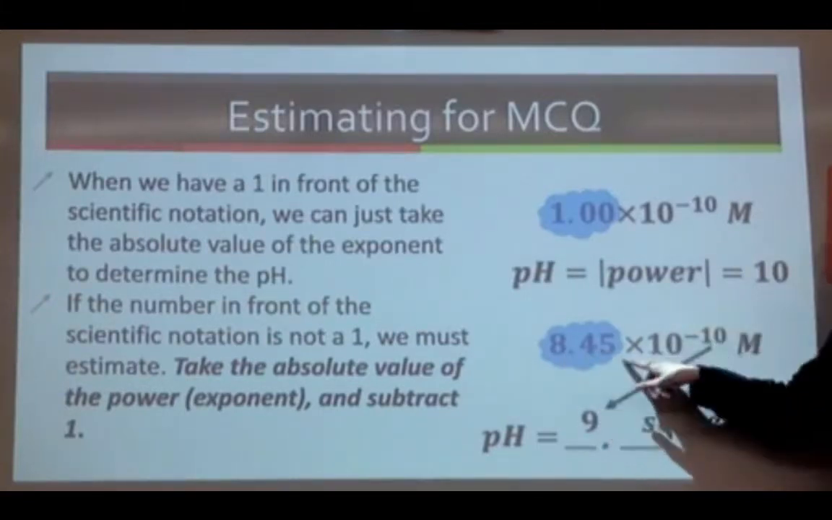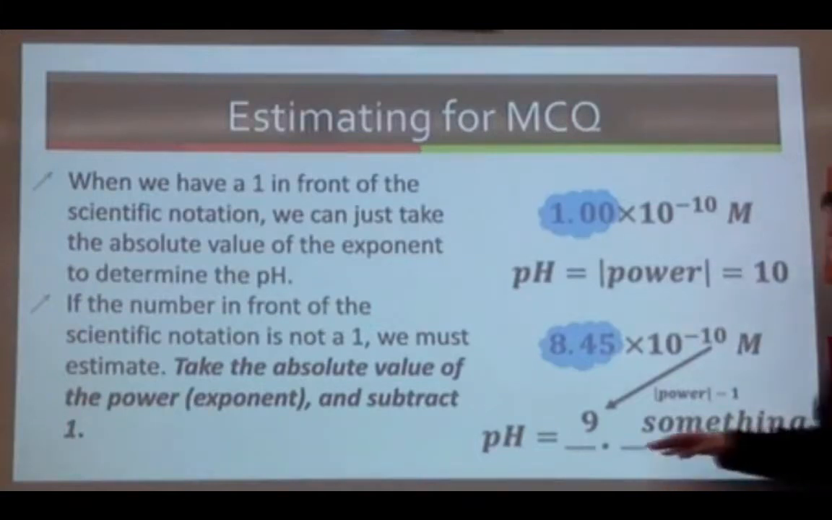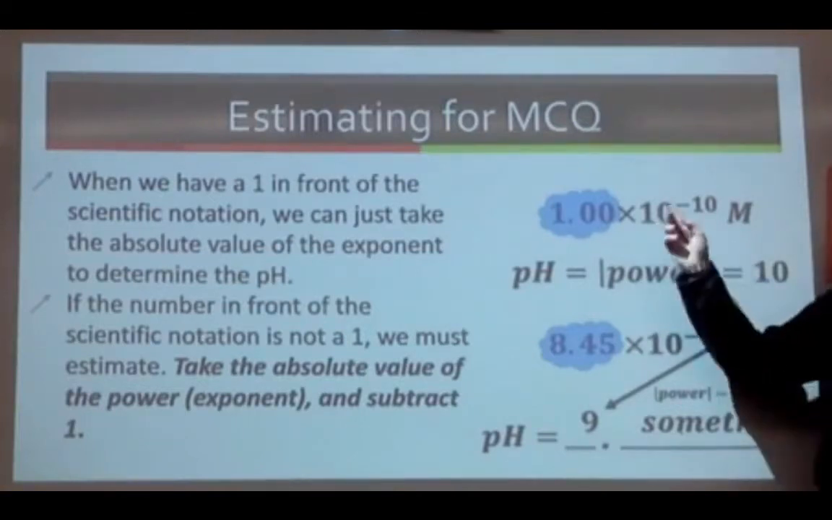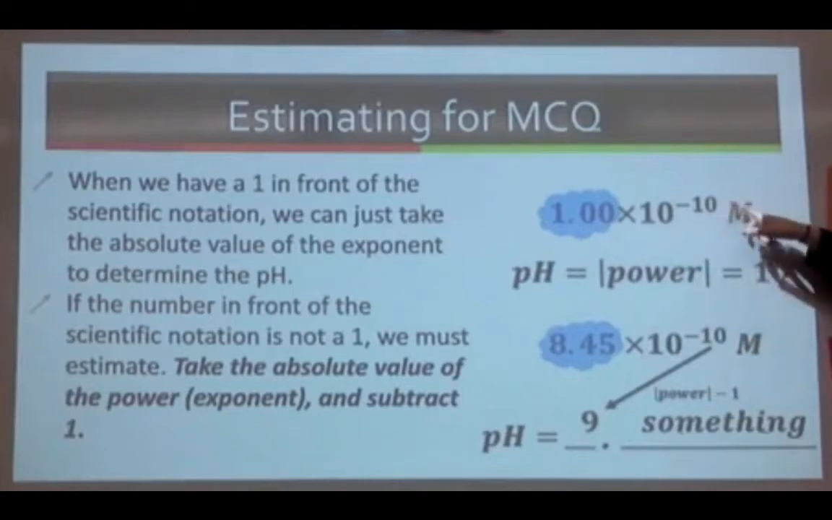So if you have a number in front that's not 1, you take the positive value of the exponent and you subtract 1. They're never going to ask you to do a full calculation, like, what is the exact pH? If they do that, you're going to have a 1 times 10 to the negative something, and you just take the number, take the exponent.